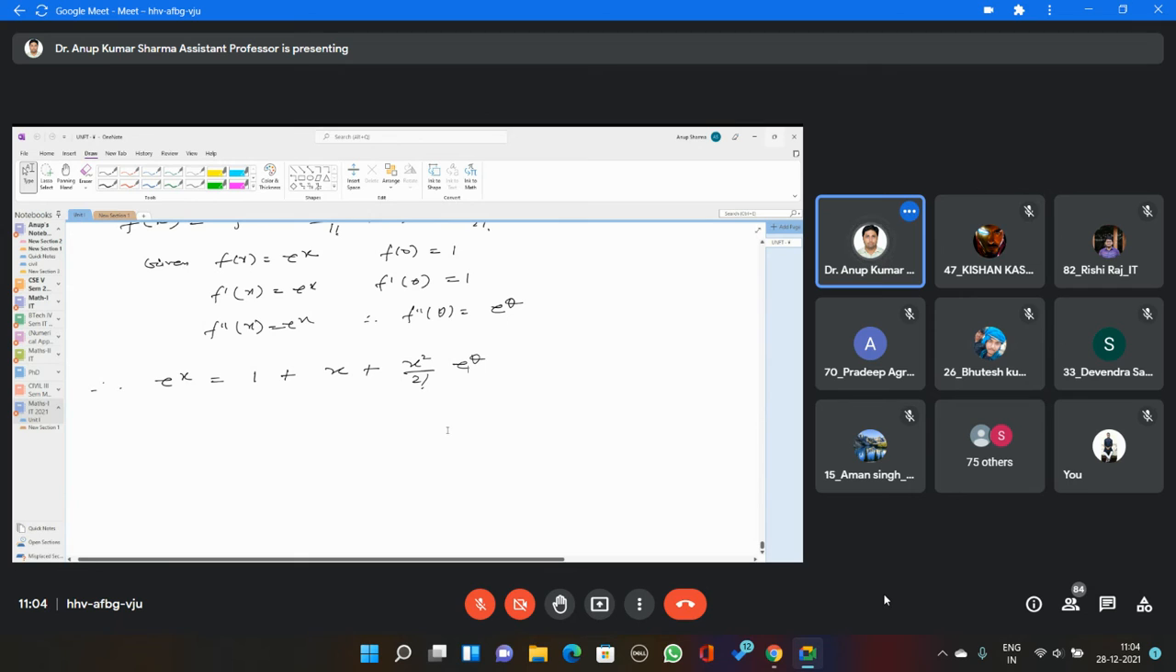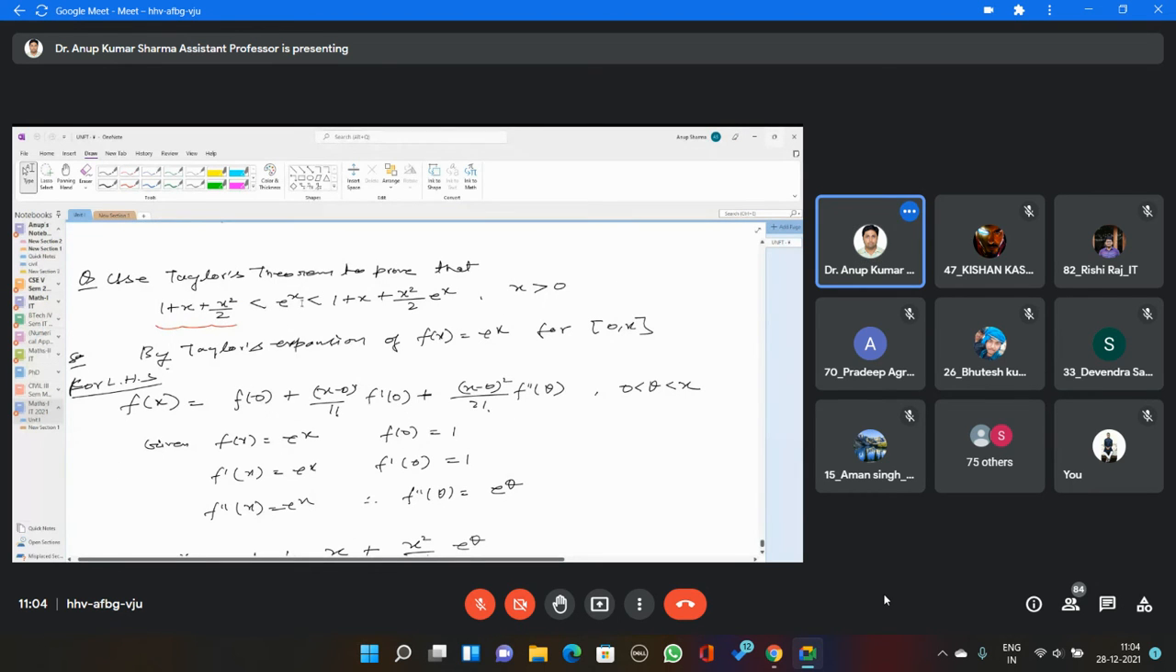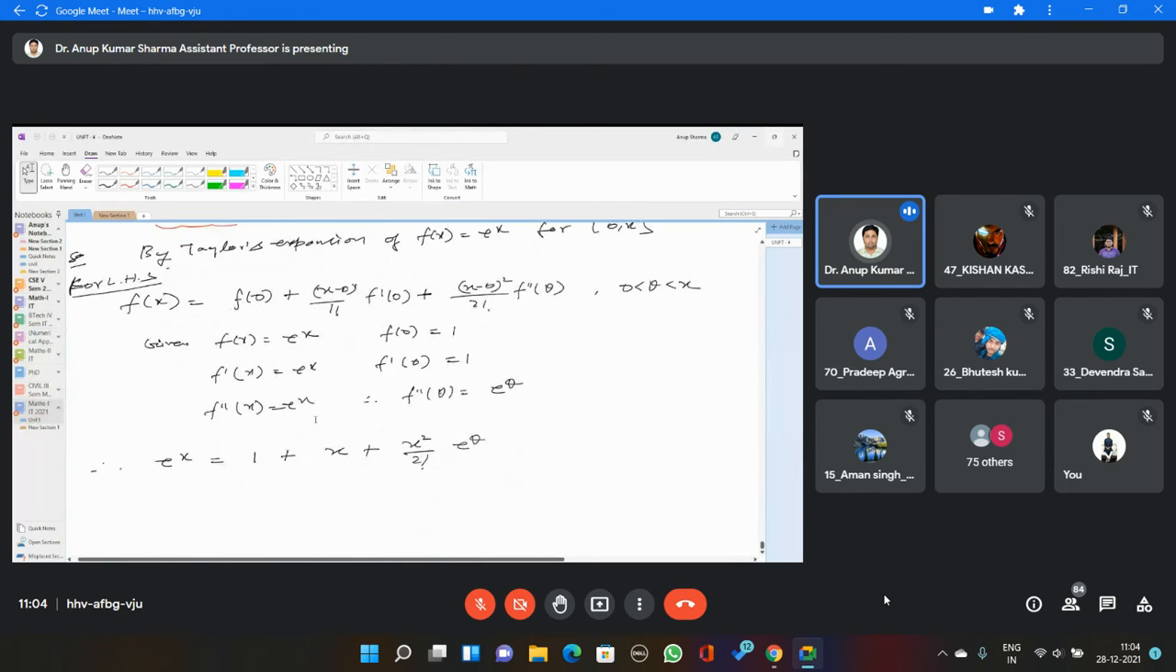These are the expression. So here what we have to write in terms of e to the power x greater than of this term, and we have to remove the e to the power theta. One thing we know that theta is less than x and greater than 0.